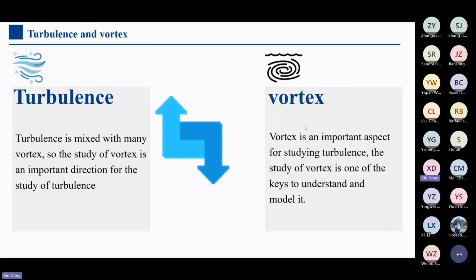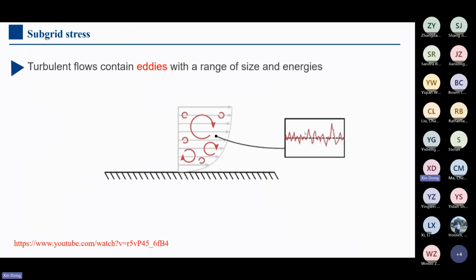It is also the main cause of fluctuations of turbulence physical quantities. Turbulence is mixed with many vortices. So the study of vortex is an important direction for the study of turbulence. The study of vortex is one of the keys to understand and model it. Turbulent flow contains eddies with a range of sizes and energies.